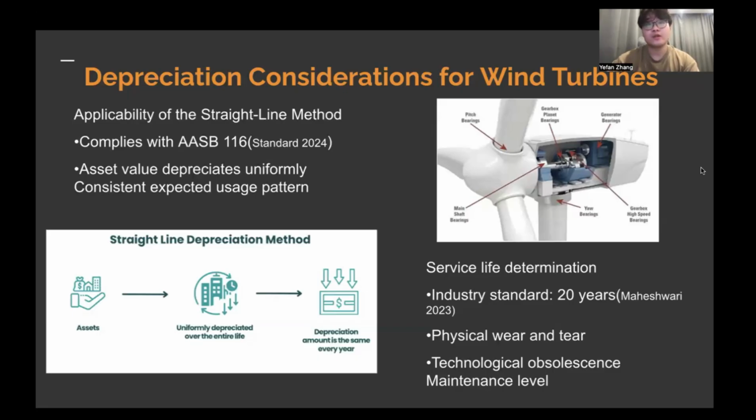Regarding the determination of useful life, based on Australian Taxation Office depreciation rules and industry practice, the effective useful life for wind turbines is typically 20 years. When determining useful life, companies must consider multiple factors, including the expected level of physical wear and tear, the likelihood of technological obsolescence, maintenance levels, and operating environmental conditions.